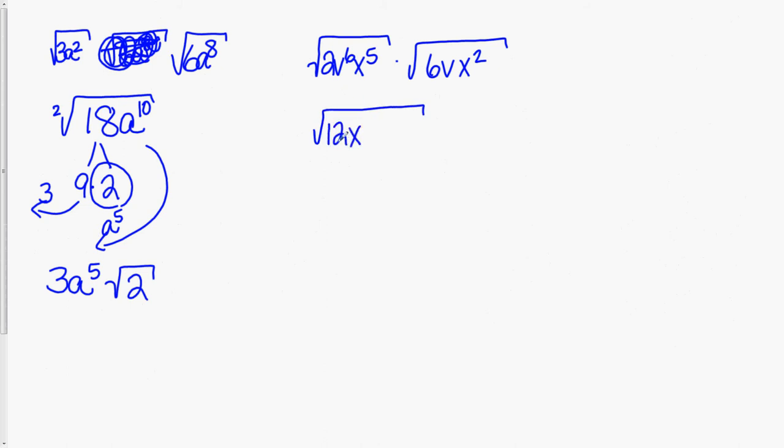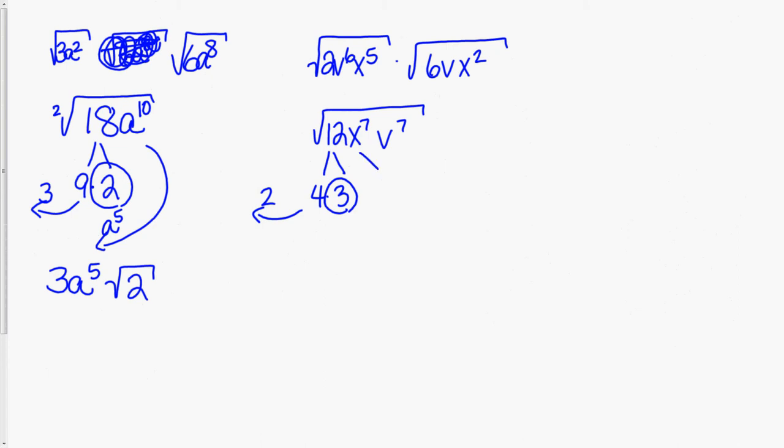I'm going to add the exponents. I'm going to do x's first to get x to the 7th. And v, 6 plus 1 would be 7. So I end up with 12v to the 7th, x to the 7th underneath. So then 12, I know that 4 is a perfect square that goes into 12. So the square root of 4 is 2, 3 stays.